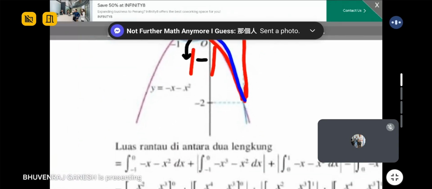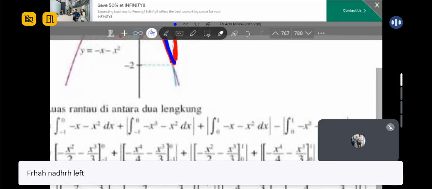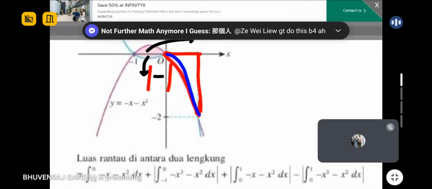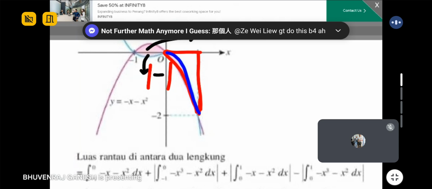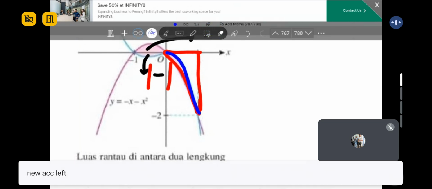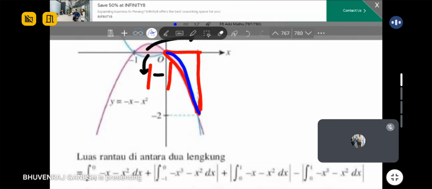So, yeah. Okay, so can you see, guys? All the modulus symbol over here. So that is the importance of modulus. Because modulus will help to change the positive, the negative area to positive. Luas negative kepada positive. Understand?